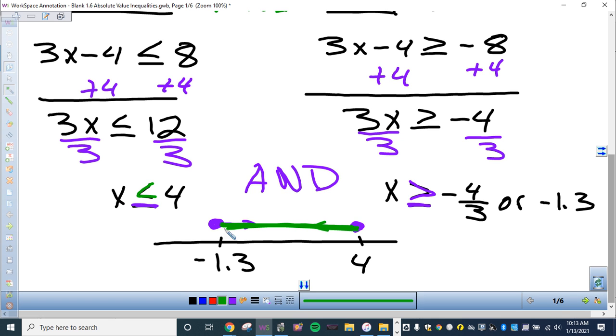Realize when the inequality is an and, your solution set includes integers, or actually it could be decimals or fractions as well. So any number that's in between negative 1.3 and 4. So and means it has to work for both of the equations. That's why it's only that overlap in between. Okay? So if I were to draw my arrow past the 4 on the right here, no deal. That does not work.